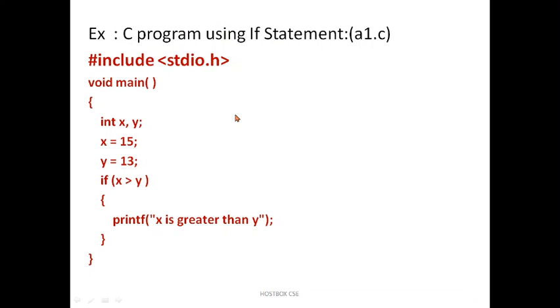We are going to see a program which I am naming a1.c. If you want, you can keep any name with the .c extension. Don't forget, every statement in C language should end with a semicolon. I am writing the program with the include of stdio.h, void main, then int x, y. I want to find the biggest of two numbers, so I assign x equal to 15 and y equal to 13. Now I give the condition: if x greater than y, printf x is greater than y.